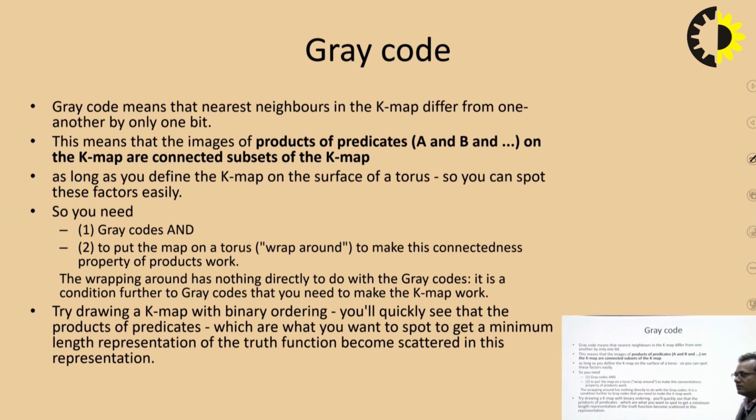The numbering of the cells is done with the help of gray code. Gray code is basically a minimum change code, or a wrap around code. Minimum change means a 1 bit change at a time, not more than 1 bit. So adjacent cells in the K-map differ from one another by only 1 bit.